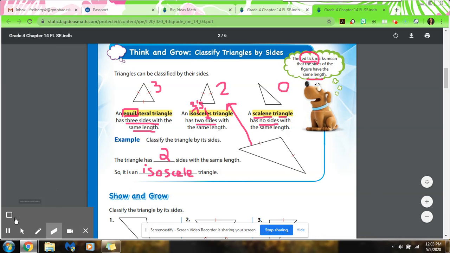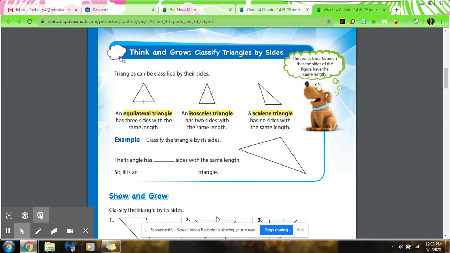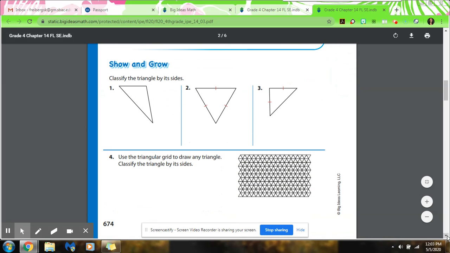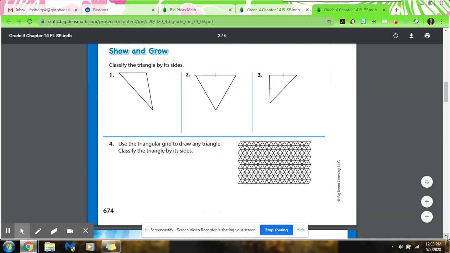All right, we're going to go ahead and move on down to our couple last practice problems we have together, and then you'll be able to do the practice pages that I have assigned.